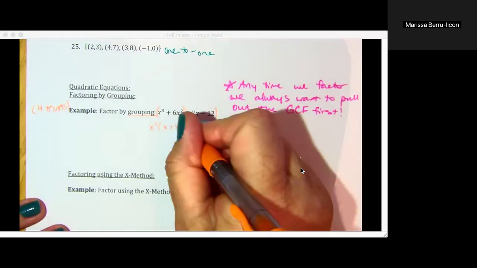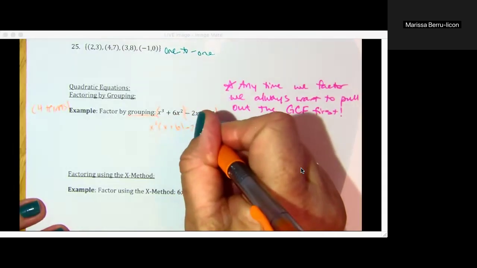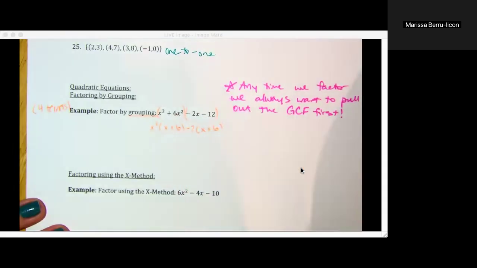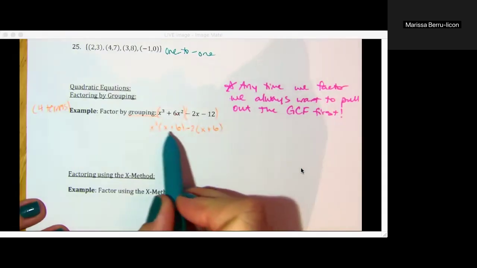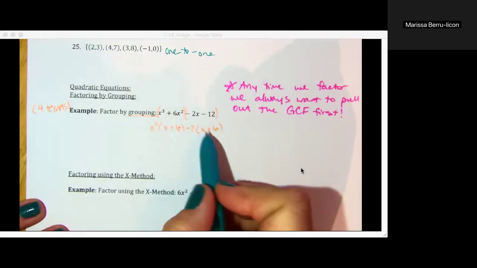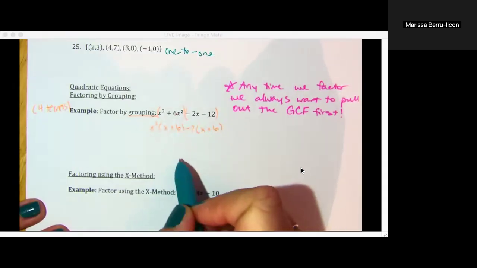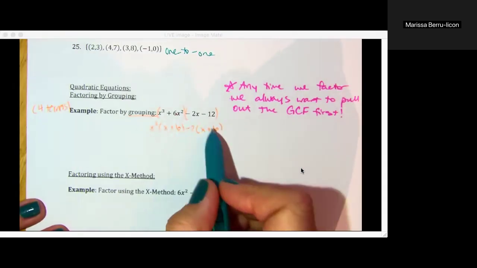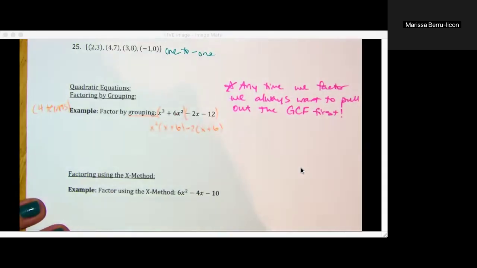Yes, they have a common factor of -2, and I'm left with x plus 6. Now, if you're not sure if you have the signs correct, you can always check. If I distribute the -2 back in, do I get where I was? Well, yeah, -2 times x would give us -2x. -2 times +6 would give us -12.